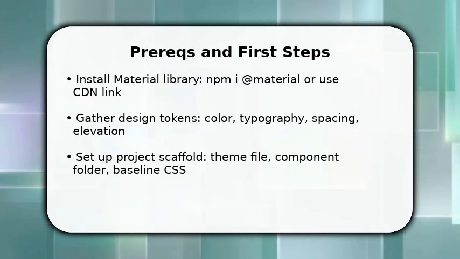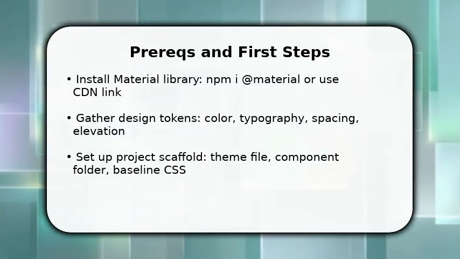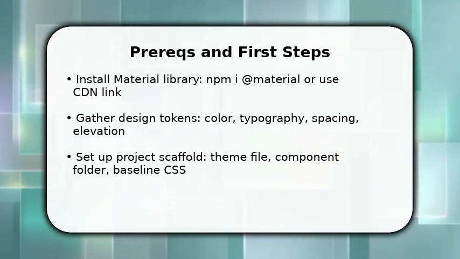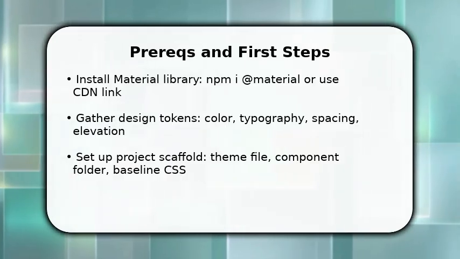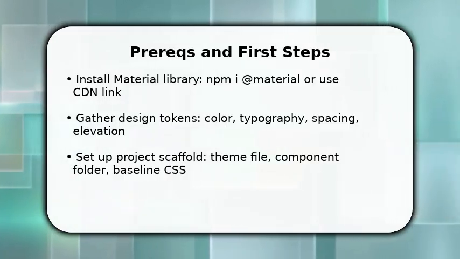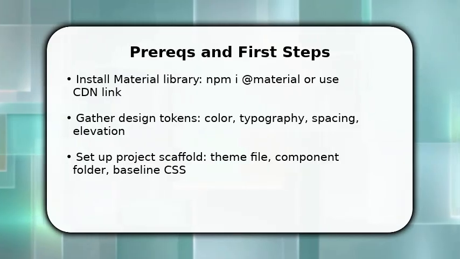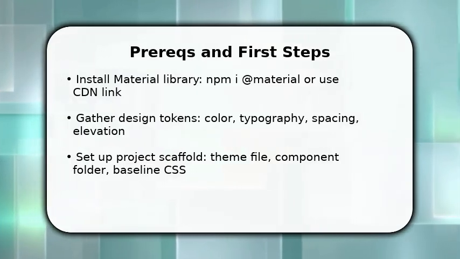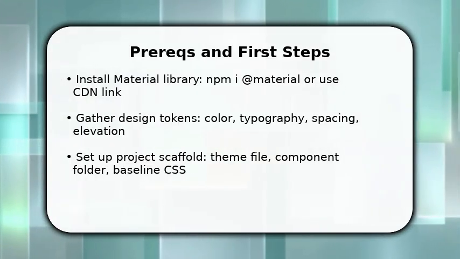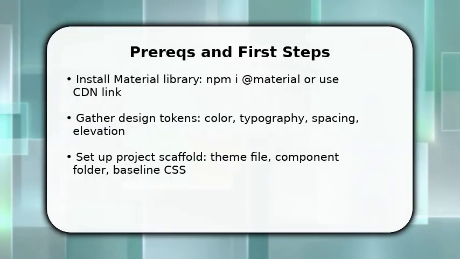Enjoy the video. You start by confirming prerequisites and then take immediate action. Install the material library and create a theme file. Once done, define your core tokens: primary, surface, type scales, 8pt spacing grid, because consistent variables drive predictable UI behavior.